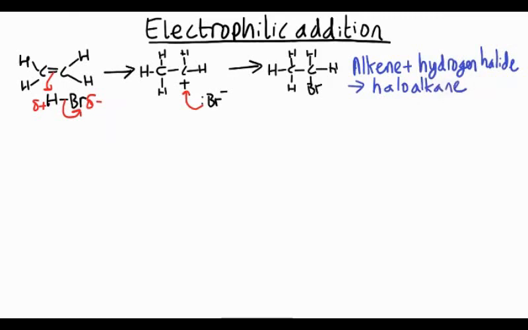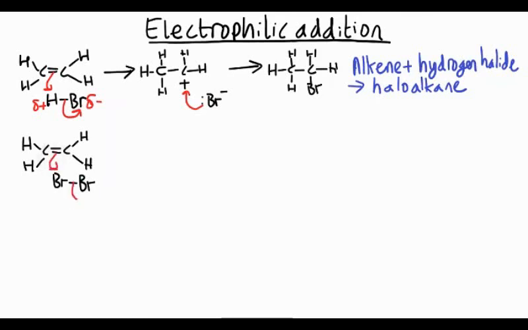Let's have a look at what happens if we use a halogen instead of a hydrogen halide. So again, start off with ethene, and we'll now react it with bromine. That electron-dense carbon-carbon double bond induces a dipole on bromine, making that closer bromine very slightly delta plus. Again, the mechanism looks very similar.